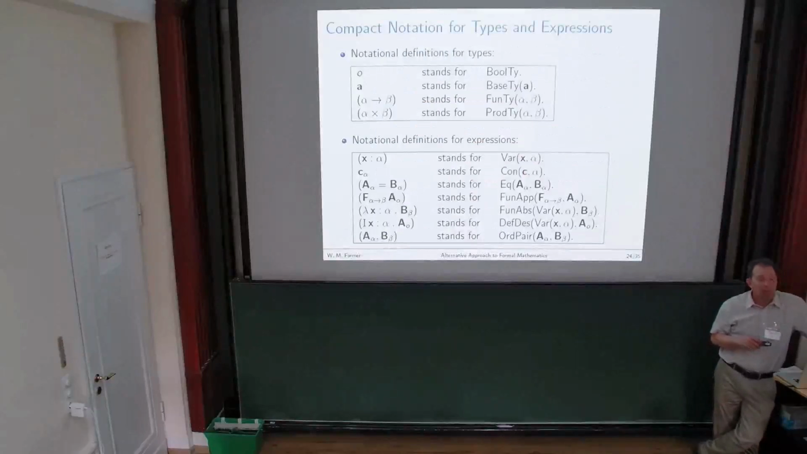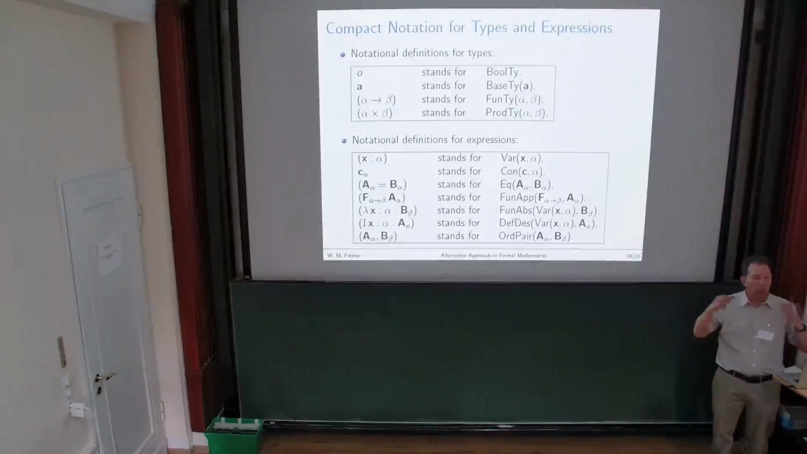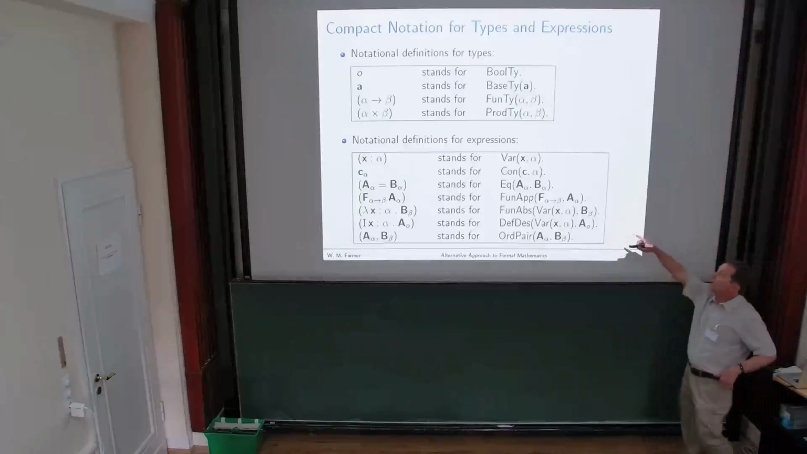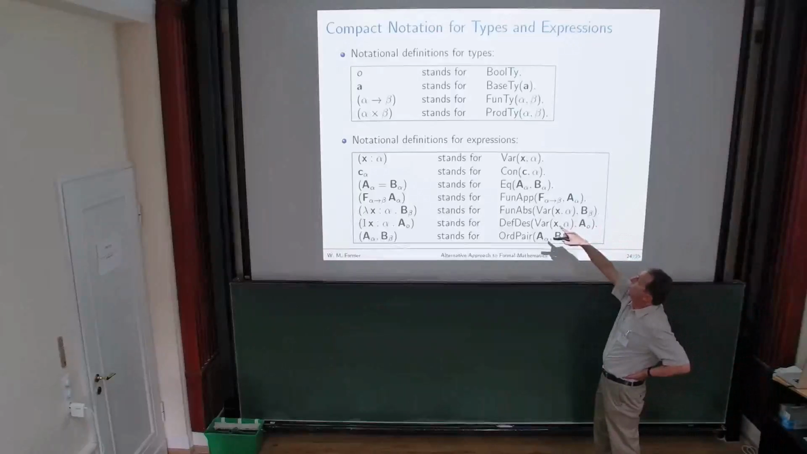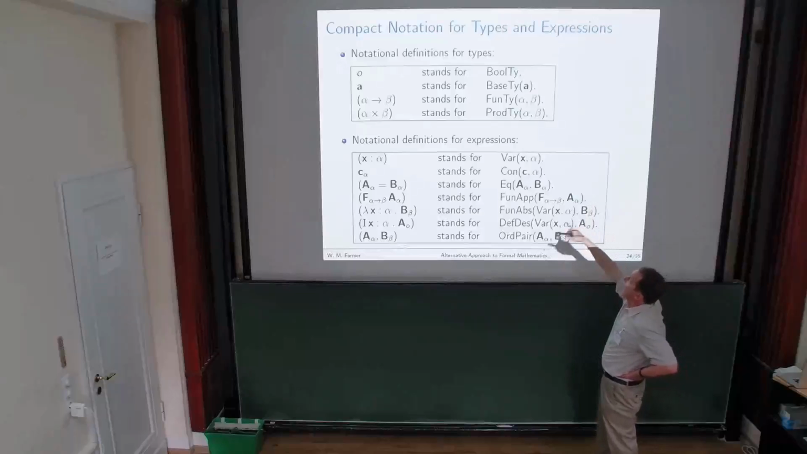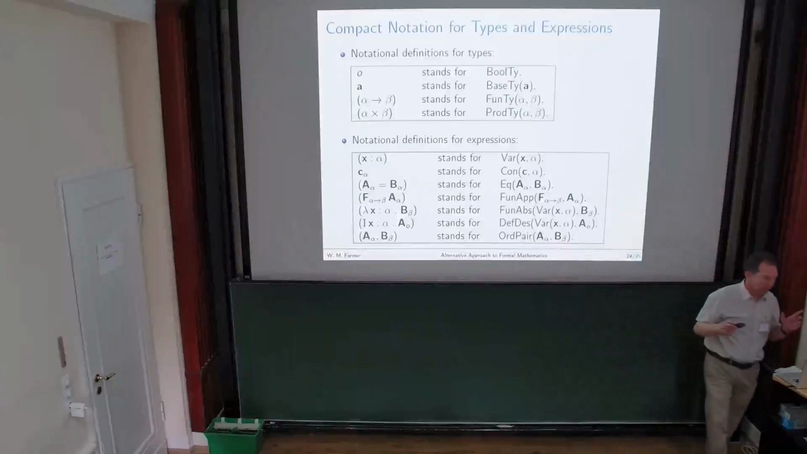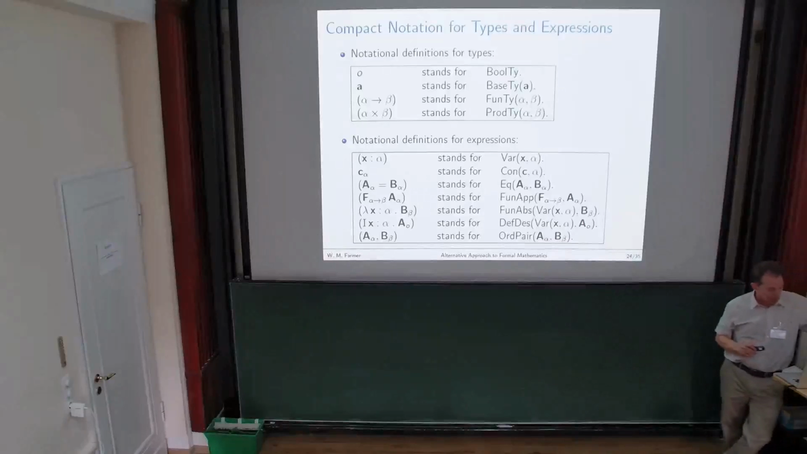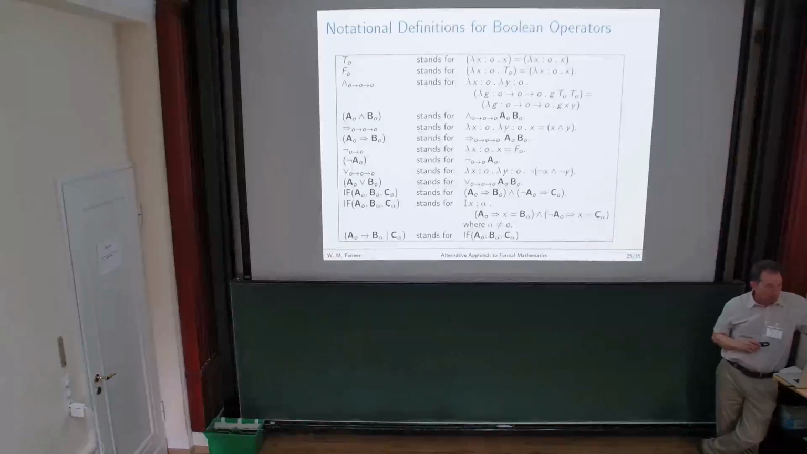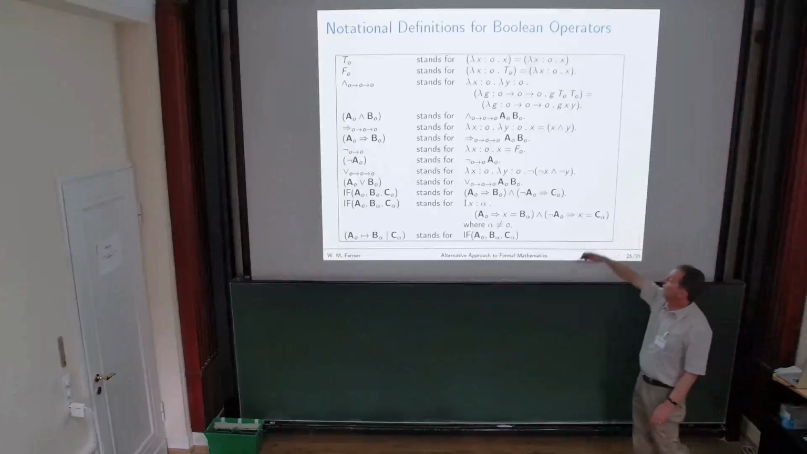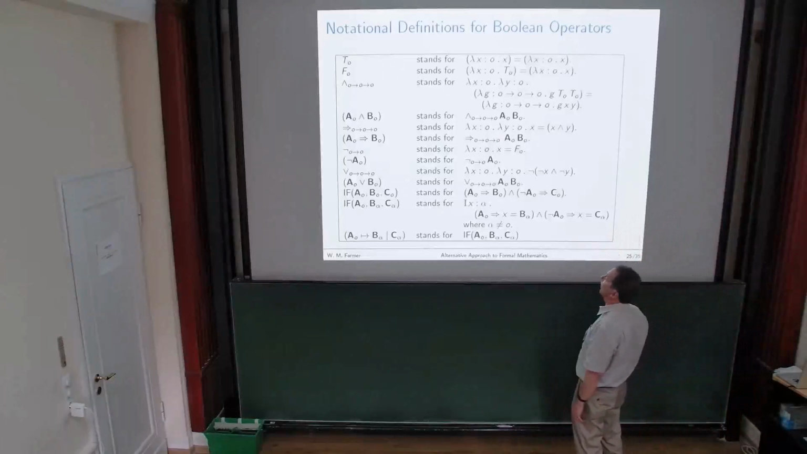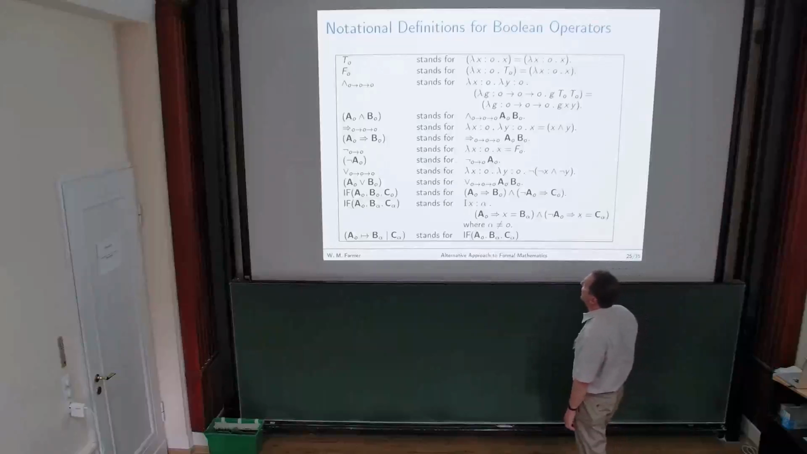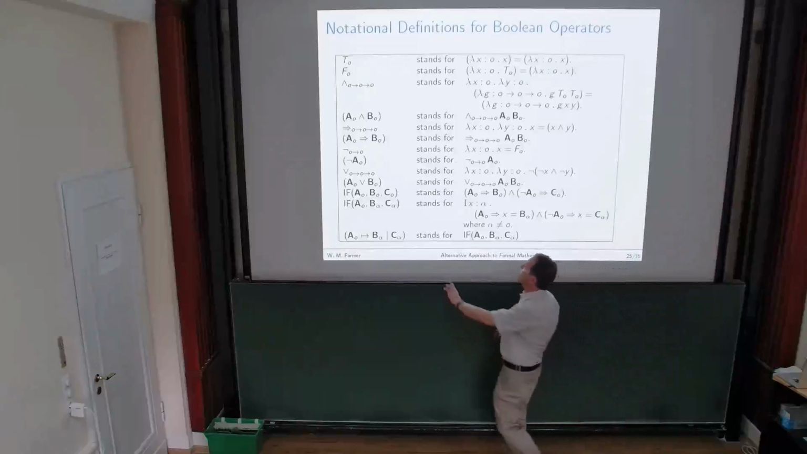And then I mentioned I have this compact notation. There's a whole bunch of it. So this is a compact notation in the first box. That's a notation for types. This is a notation for expressions. So it's pretty standard notation. And there's also notation for Boolean operators. I'm not going to go into all of these, but we have a whole variety of notation for Boolean operators.